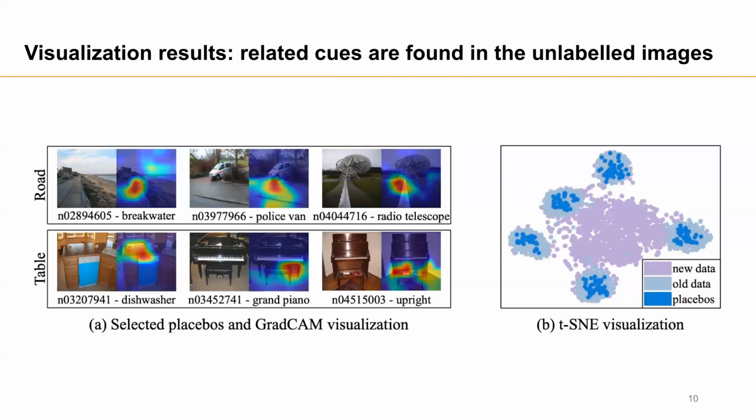And B shows the t-SNE result for placebos, old class data, and new class data. We can see that the placebos are located near the old class data and far from the new class data. This is why placebos can recall the old knowledge without harming the new class learning.